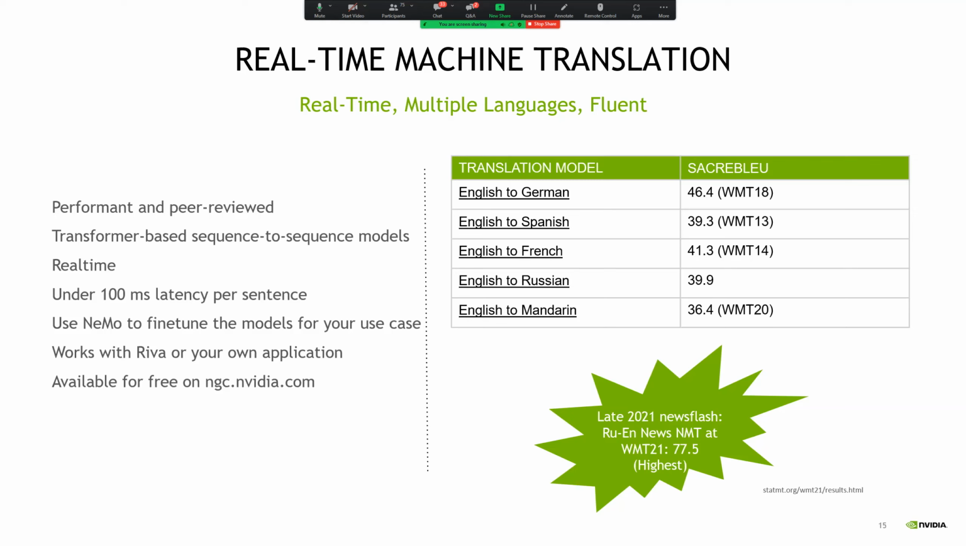We do real-time language translation. These languages here, this is showing English to German, Spanish, French, Russian. We also have Mandarin, and we also have the other way, so Mandarin to English, vice versa. Late 2021, we actually won the WMT 21 conference. We got a score there of 77.5 on Russian to English news machine translation. It was the highest submission.